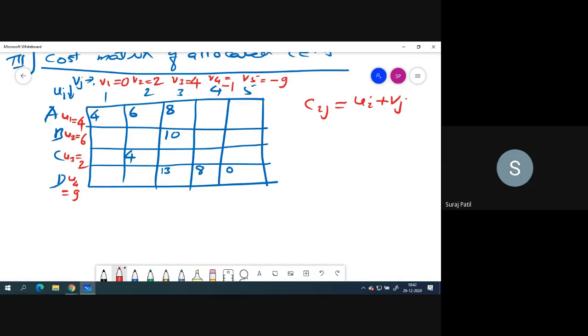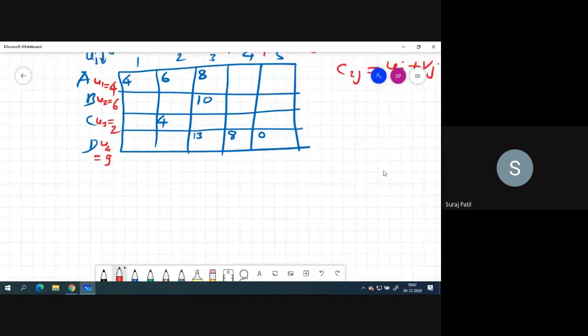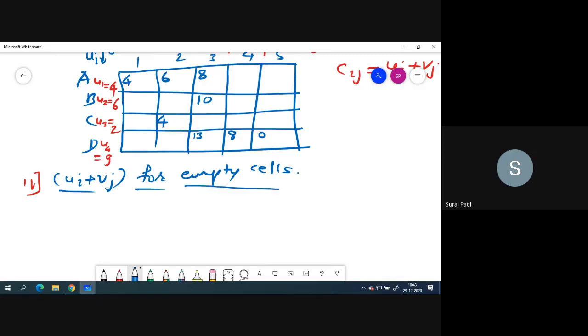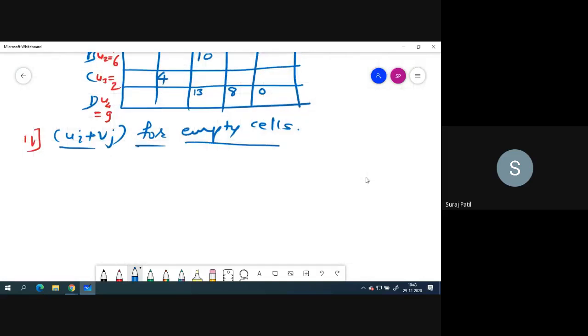Right? Hope there is no difficulty in calculating these values. Now I'll just write Ui plus Vj for empty cells, or unallocated cells. These are allocated, these are empty. That is, wherever I have not written anything, those are empty cells. So I'll just add Ui and Vj and I'll get the matrix.